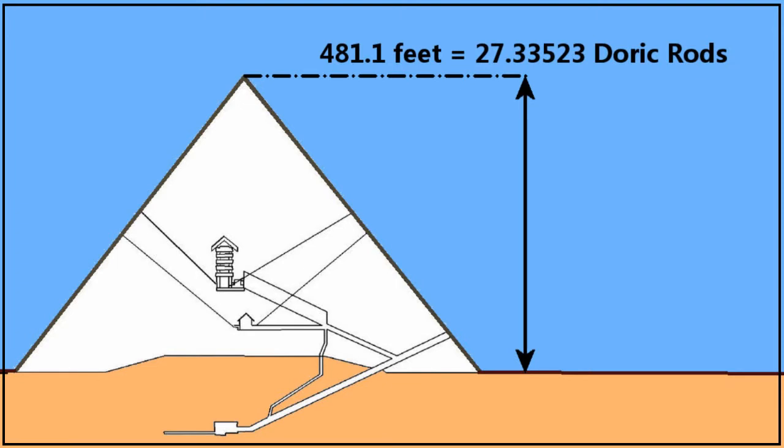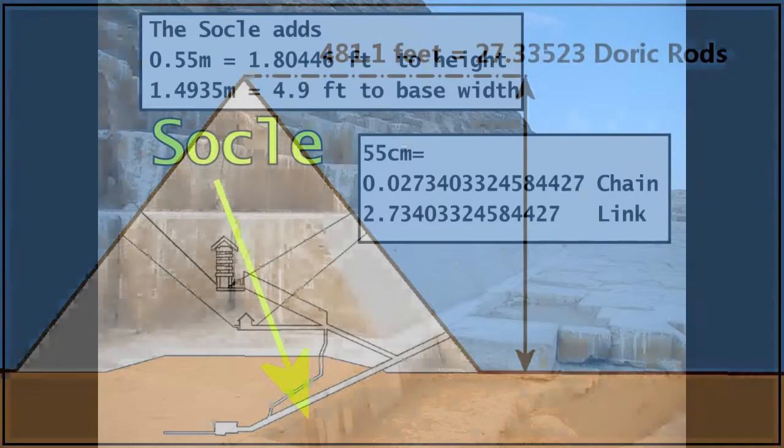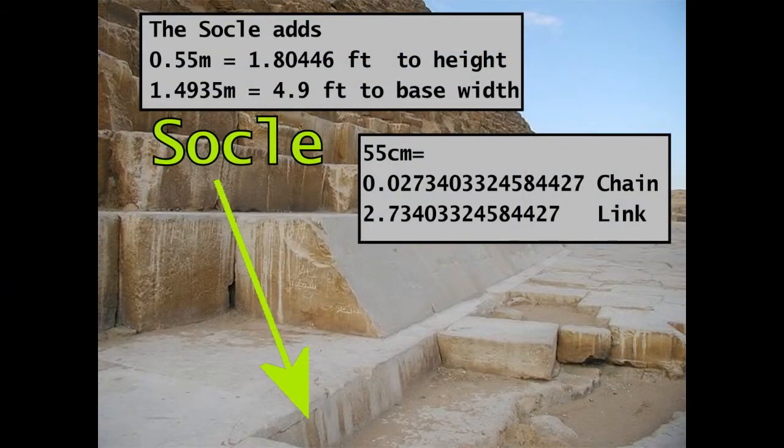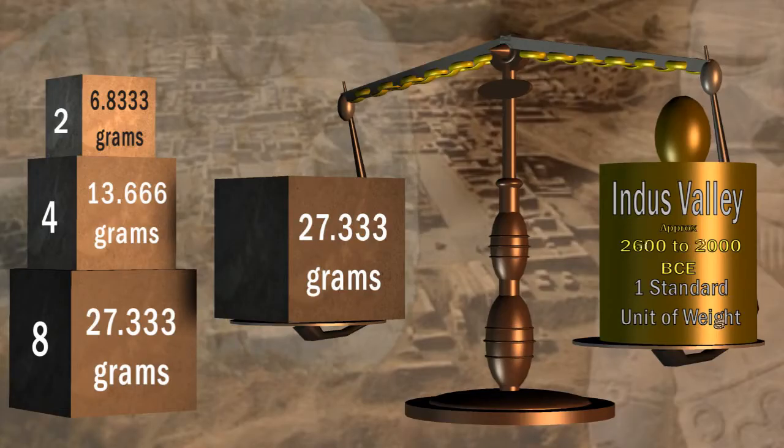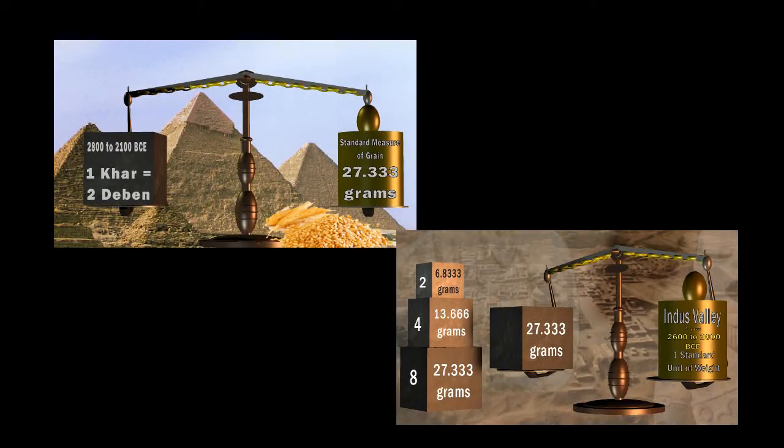The Great Pyramid itself has multiple references to this 27.3 and so on, especially through the Doric rod and the chain or links. Now, let's move to not just the measures but also the weights of Old Kingdom Egypt: 27.3 grams, or a Deben of 13.666 grams. The exact same scale of measure has been found in the Indus Valley. So long before they were officially connected, somehow the people of Mohenjo-Daro and Harappa synced up with the Old Kingdom on scales of weights and measurements.